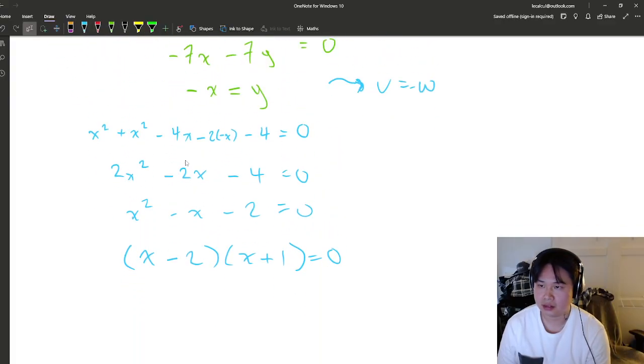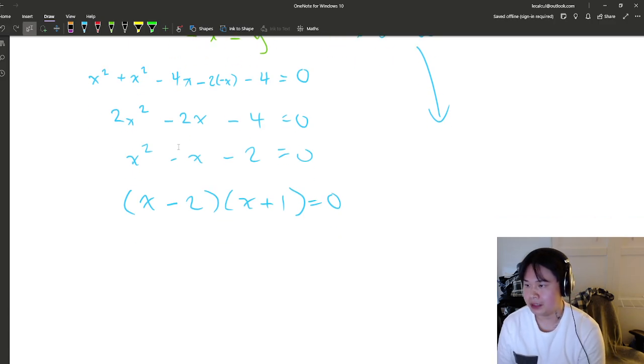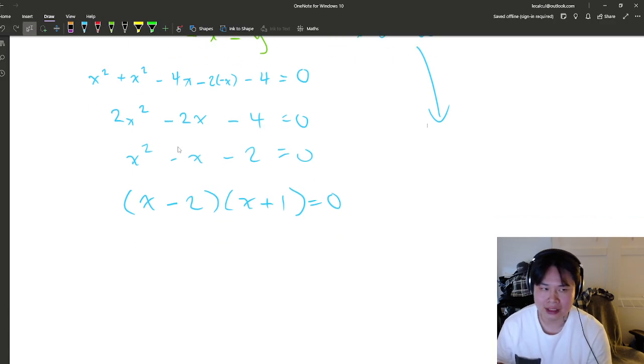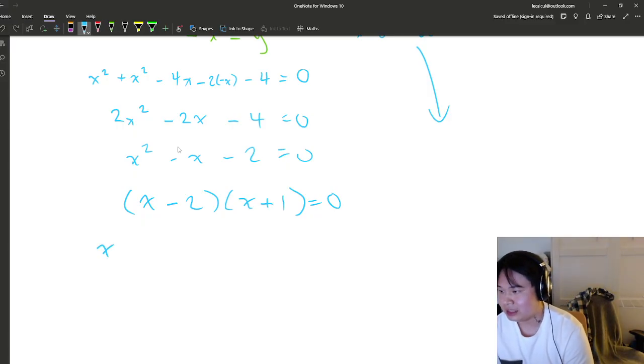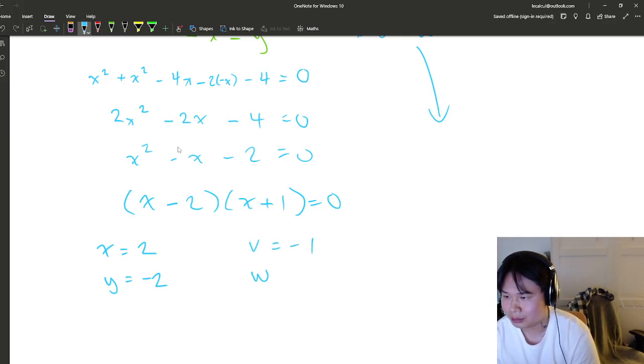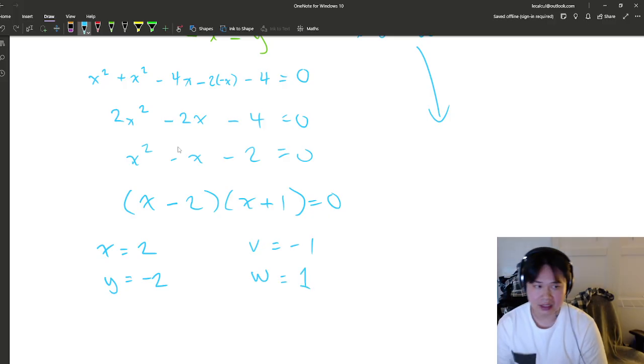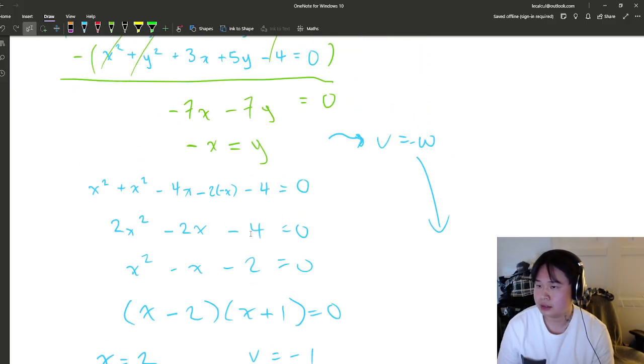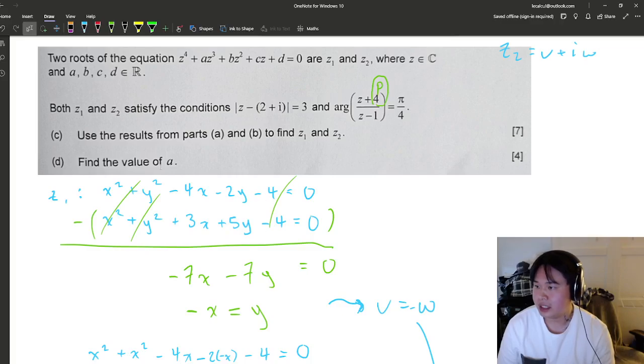By the same logic, you get the same values for V and W. So Z1 is one of them, Z2 is the other one. Okay, so x is 2, y is -2, and the other one is V is -1, W is +1. See, they were not conjugates. Okay, hence find the value of A. Find the value of A.